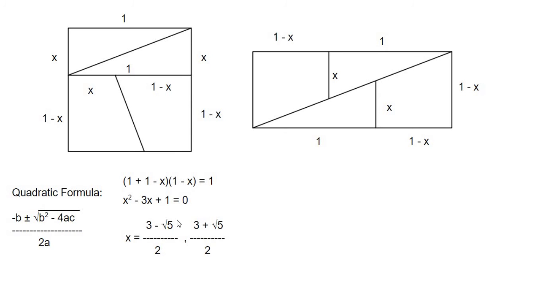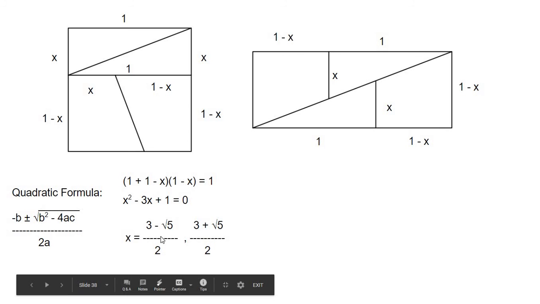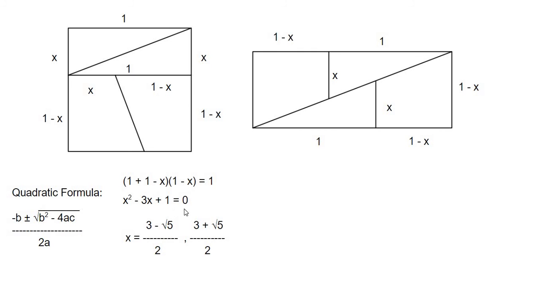x is equal to 3 minus root 5 all over 2, or x is equal to 3 plus root 5 all over 2. Now here's where it gets a little tricky. You can't have two values of x at the same time, because we need to test them out. Whenever we have x, we either have x or 1 minus x.